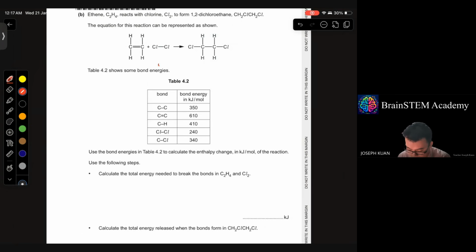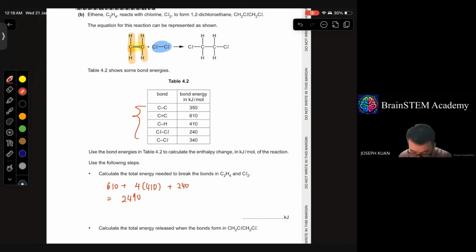Remember, in a reaction, the bonds in the reactants must be broken. So the values are here, and we have to calculate that. When we break this bond, it costs us 610. When we break these bonds, it costs us 4 times 410. And we want to break one more bond, this Cl-Cl bond, that costs us 240. So we sum them together, and that should give us 2490.